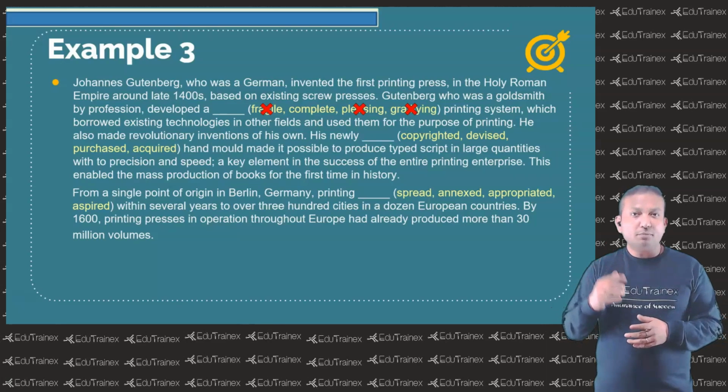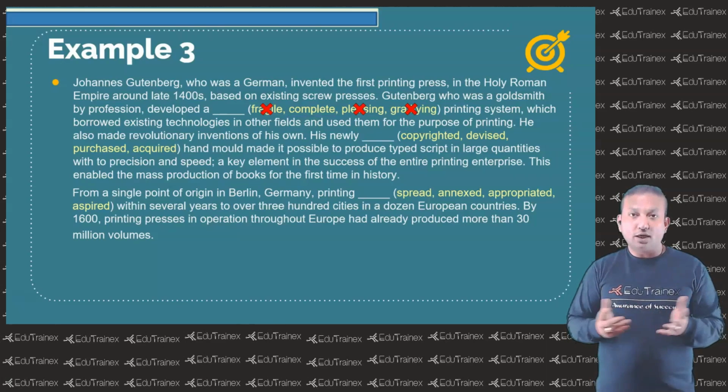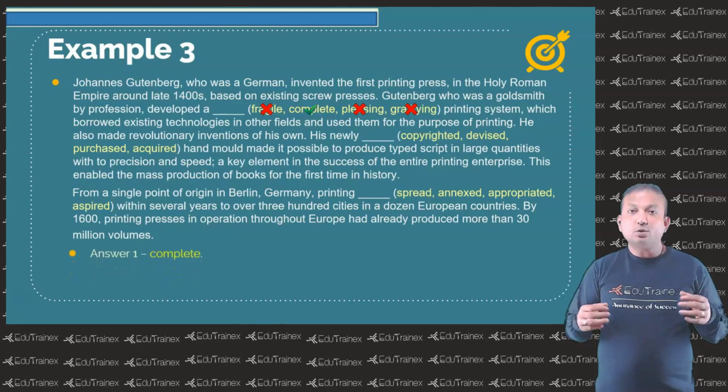So a little bit of common sense is also needed here. The second one, complete, makes perfect sense here. Why? Because the text begins with talking about the invention of the first printing press. So logically, the complete printing system is the best answer here.